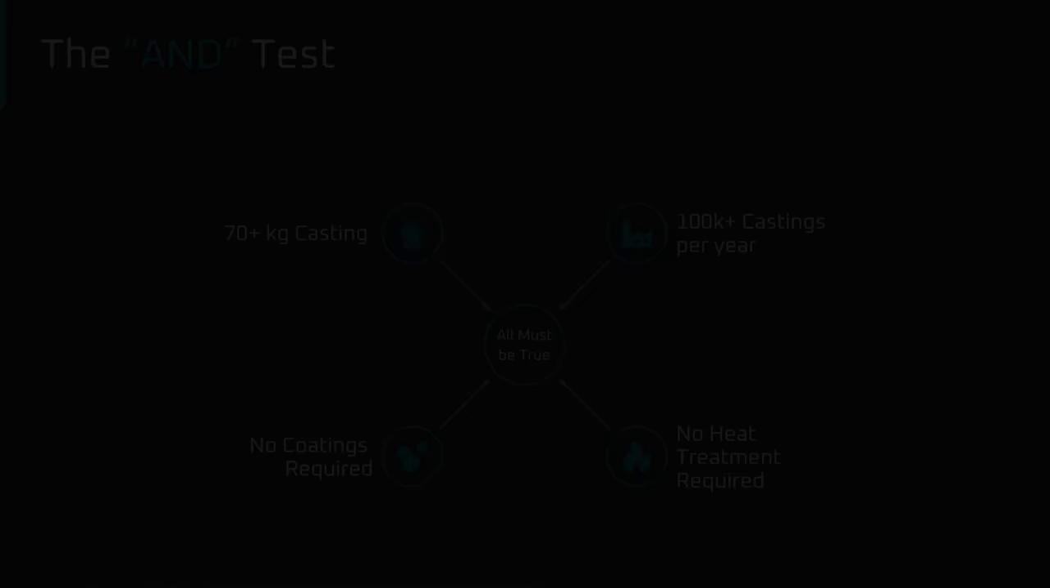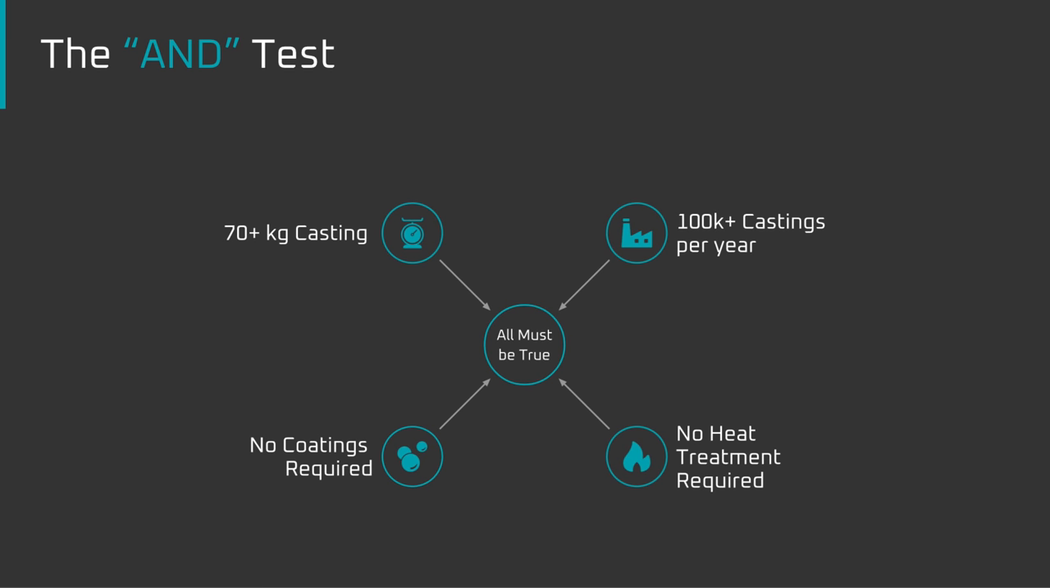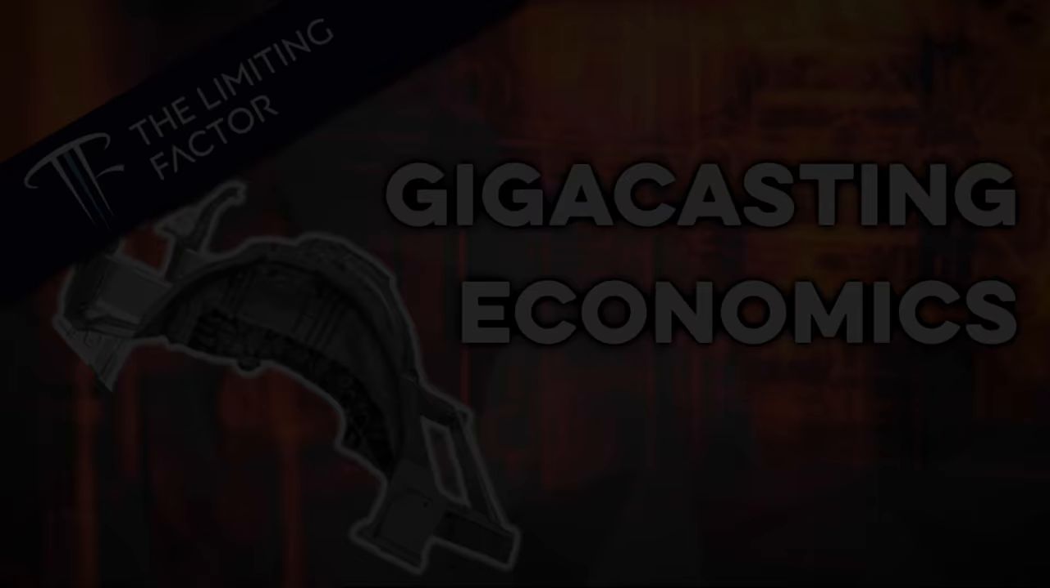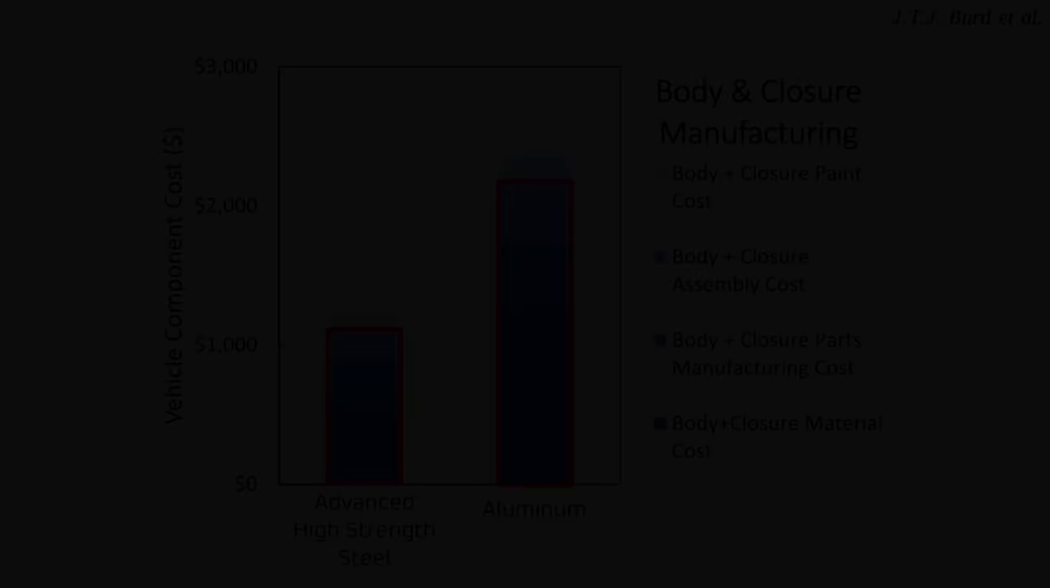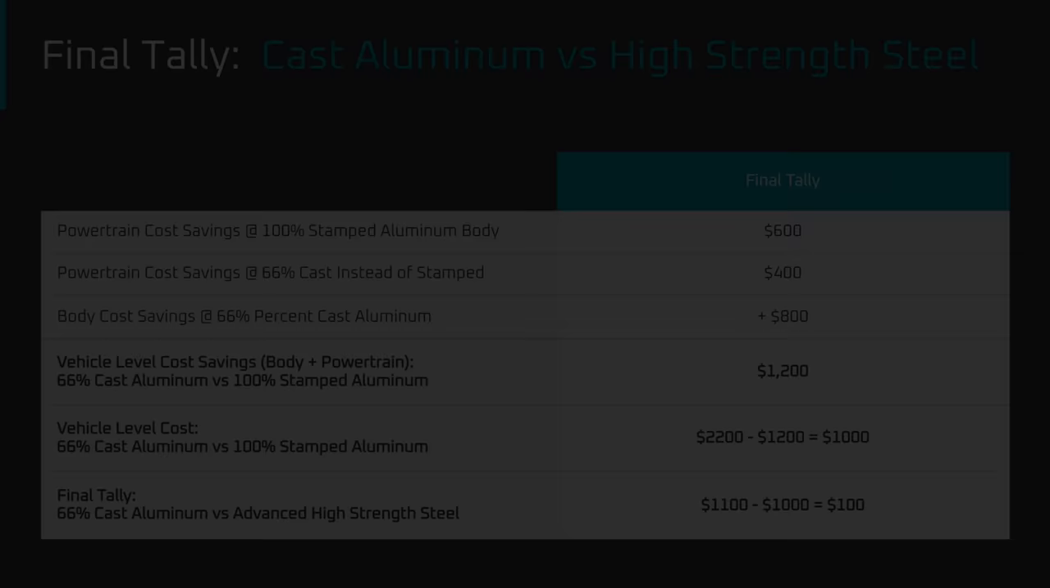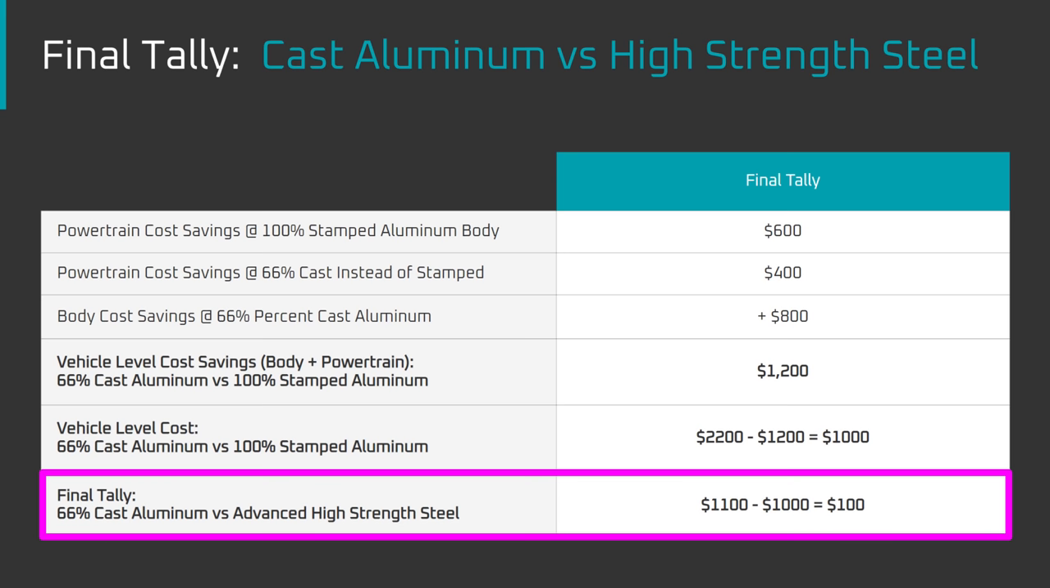This is the AND test: a casting weight of 70 kilograms or more, and a rate of over 100,000 castings a year, and doesn't require a heat treatment, and doesn't require coatings. As per my gigacasting economics video, this is what it takes to be competitive with advanced high-strength steel. The competitive pressure from advanced steels is a large part of why we haven't seen greater use of aluminum in vehicles. Gigacasting changes those dynamics and makes aluminum a viable alternative to advanced high-strength steel.